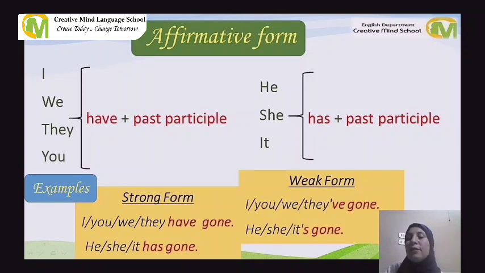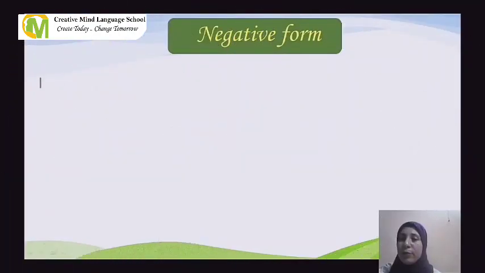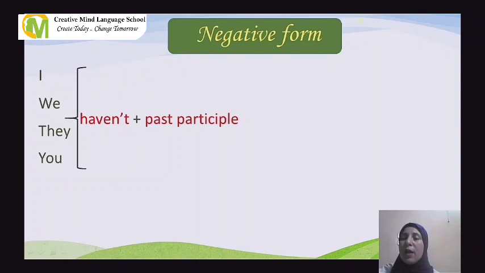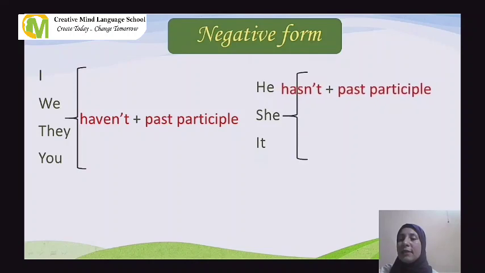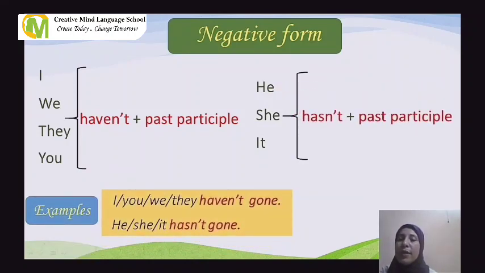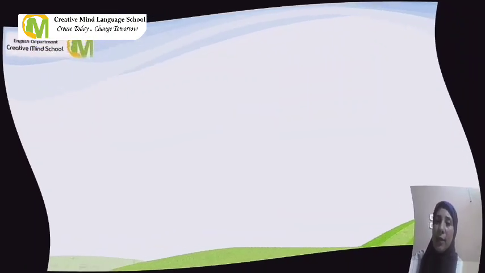The strong form with the singular pronouns he, she, it has gone, and the weak form he's, she's, it's gone. The negative form with the pronouns I, we, they, you comes with haven't plus past participle, and the singular pronouns he, she, and it comes with hasn't plus past participle. Examples, I, you, we, they haven't gone. He, she, it hasn't gone.